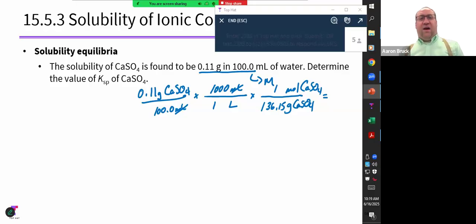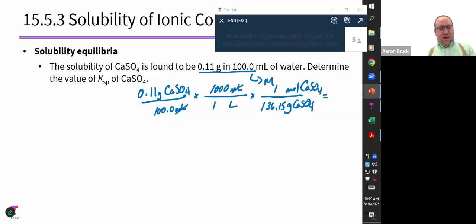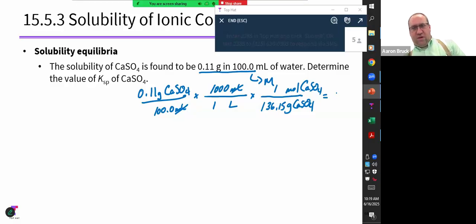So calculating all of this out to 2 significant figures, because we only have 2 in the mass that we were given: 0.11 times 1,000, divide by 100, divide by 136.15. The molar solubility would be 8.1 times 10 to the negative third molar. And this is what we would call the molar solubility.